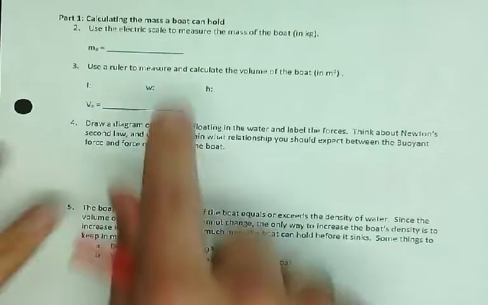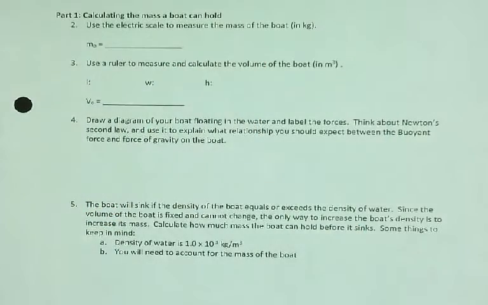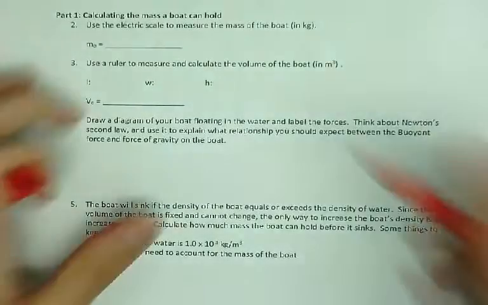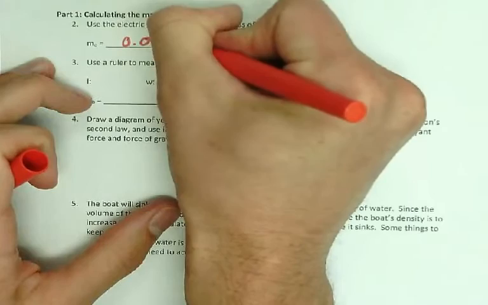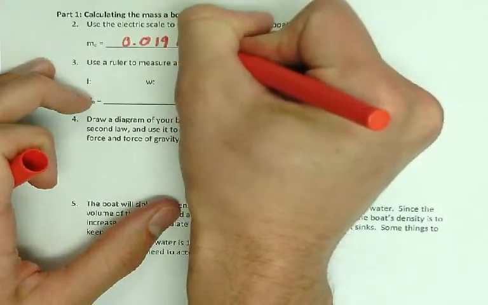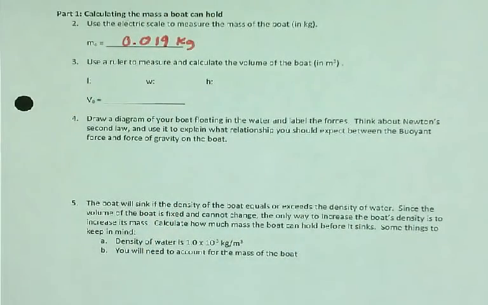Starting here with part 1. Use a scale to measure the mass of the boat. I am using a Tupperware container for my boat, just to do a test. It's just a regular lunch meat container. And I measured the mass of it, and the mass is 0.019 kilograms. So just write that down in your paper.